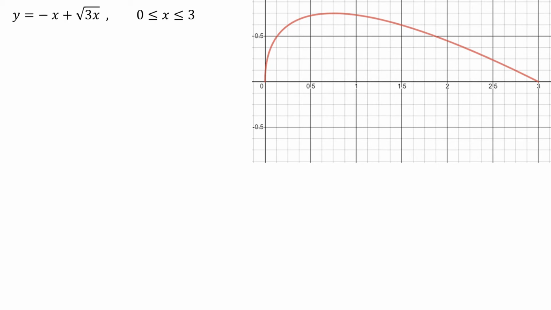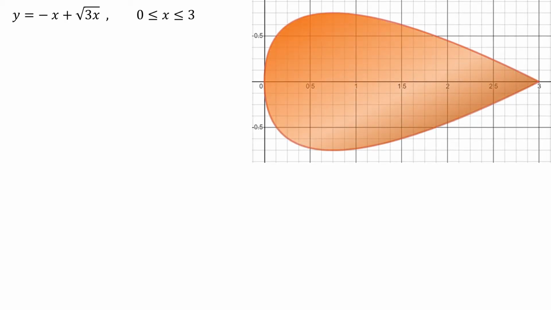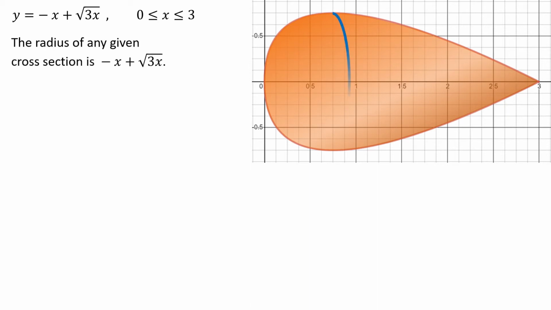And now, again, instead of trying to steal it from the internet, here is my attempt to look like it has been spun around the x-axis. Right, you gotta pretend it's three-dimensional. So kind of like a three-dimensional teardrop or a water drop or something. And of course, the radius is just going to be the distance from the x-axis to that curve, which is just going to be negative x plus root 3x.